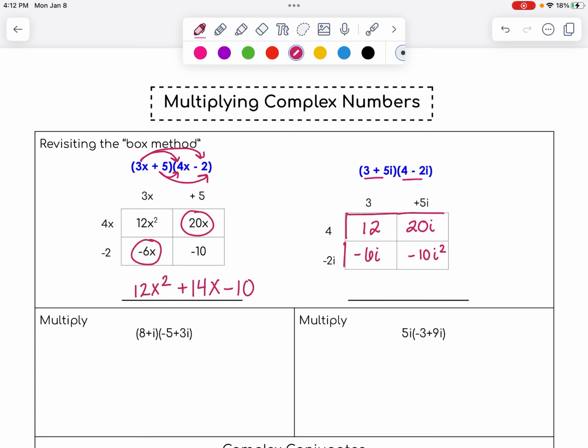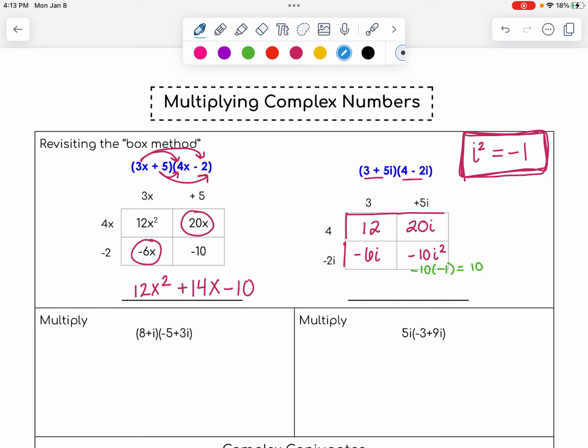Now, as we go to simplify these, the first thing I want to do is actually simplify i squared. So remember that we should never have an i to a power that's higher than 1. And specifically when it comes to multiplying, i squared is the most important i to a power that you need to remember. It's the one that we're going to see the most when we multiply. So remember that i squared is equal to negative 1. So real quick to simplify this here, now we have negative 10 times negative 1, which is a positive 10.